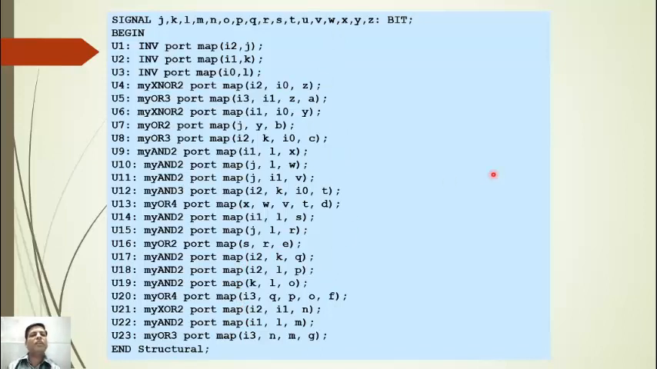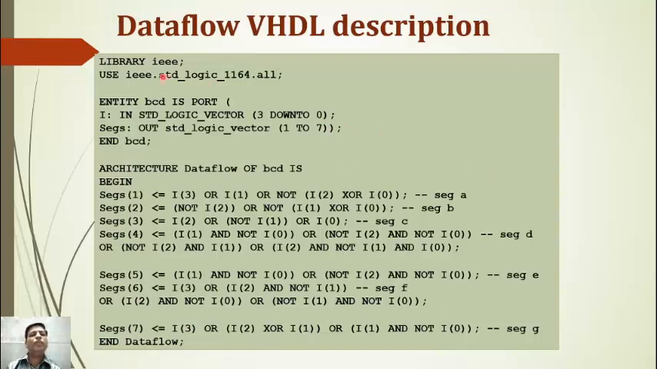If you look carefully, all the names have been taken into consideration for the structural modeling. Now we are moving towards the next modeling, that is data flow VHDL description. Library IEEE, use IEEE.std_logic_1164.all. Entity BCD is port, opening bracket, I in std_logic_vector 3 down to 0, segments out std_logic_vector 1 to 7. Here 4 lines I0, I1, I2, I3, and here 7 lines A to G. End BCD. Then architecture dataflow of BCD is begin.